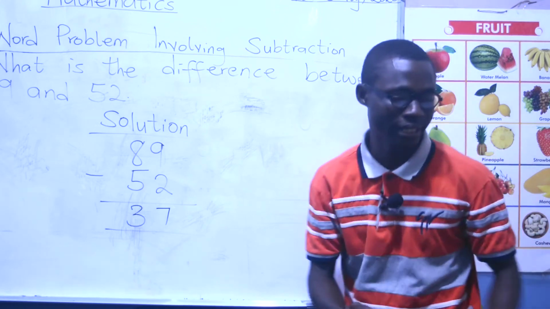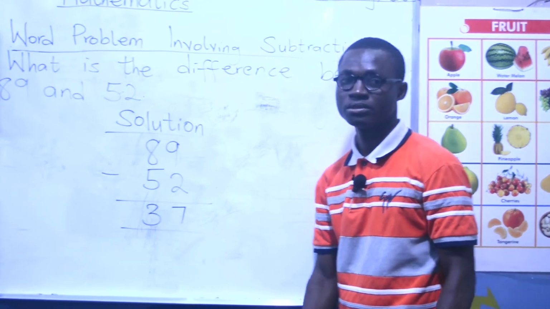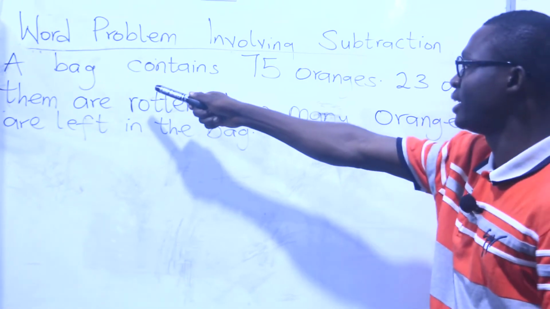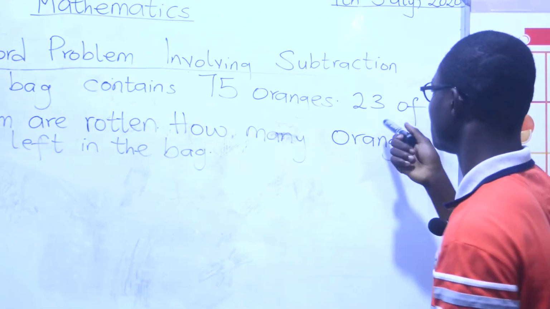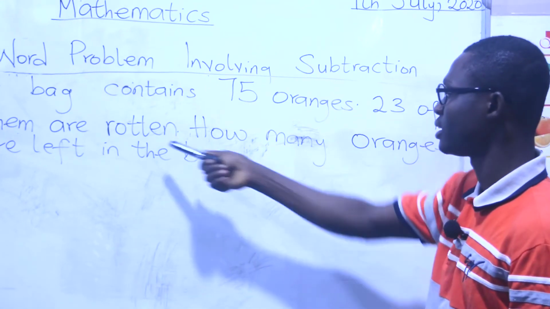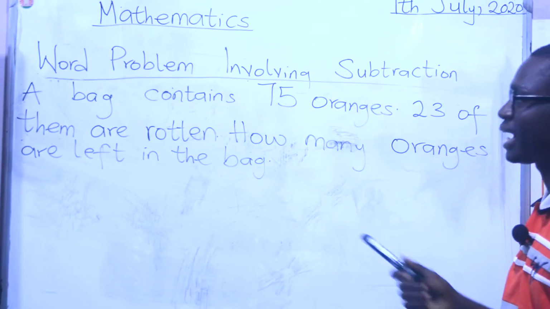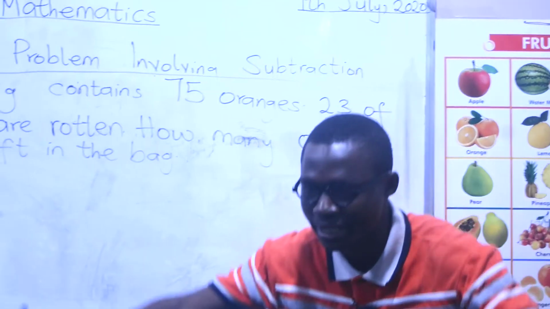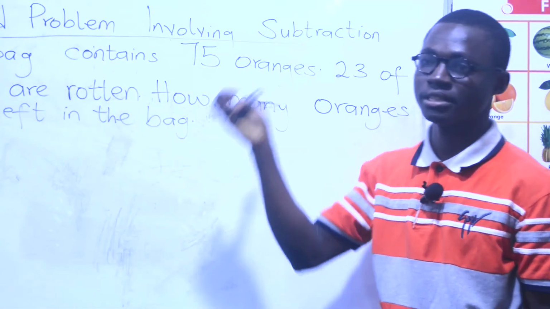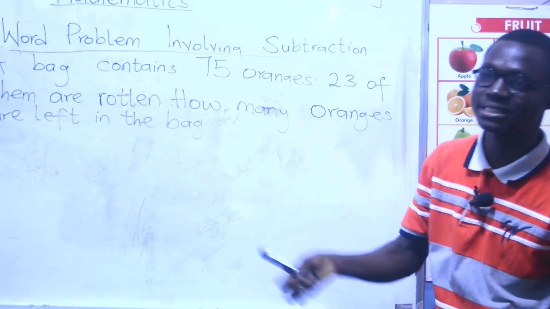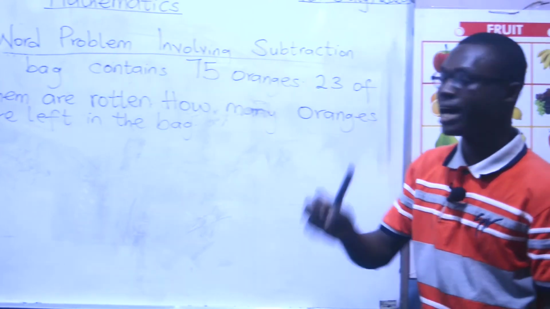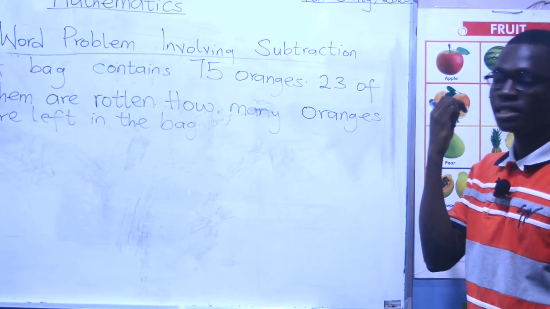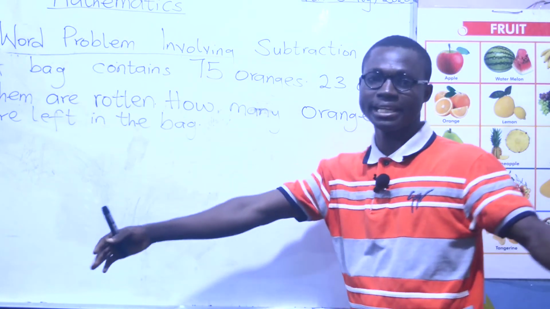Should we move on? Okay, let's look at the last example so that we bring the lesson to an end. The next example. A bag contains 75 oranges. 23 of them are rotten. How many oranges are left in the bag? So the question is saying that we have a big bag here, and then there are 75 oranges in it. Now out of the 75, 23 of them have rotten. Say your bag is here.